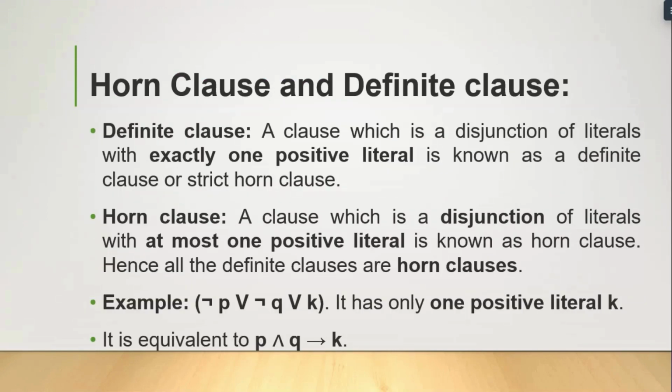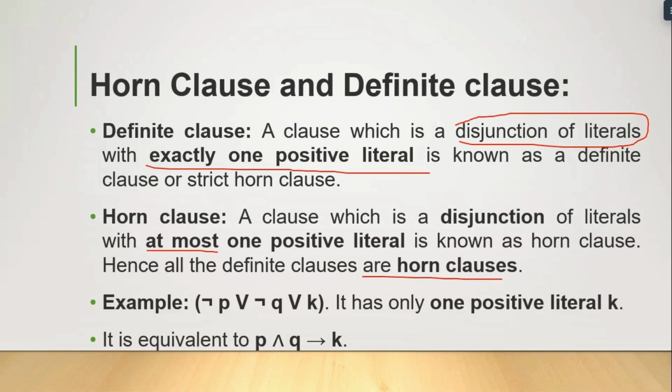Here we are going to see about the clause form and the definite clause. A definite clause is a disjunction of literals with exactly one positive literal, known as a definite clause or strict Horn clause. What is a Horn clause? It is a disjunction of literals with at most one positive literal. A clause form has at most one positive literal. Hence all the definite clauses are in clause form.